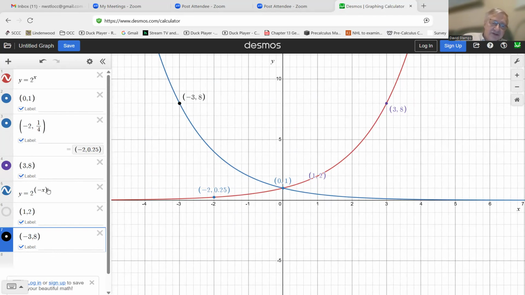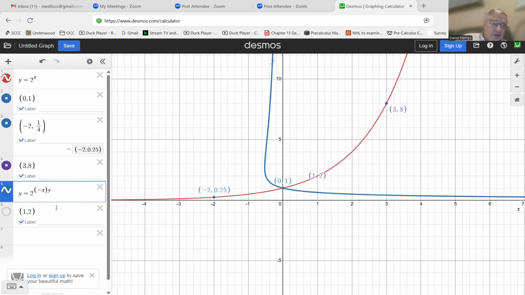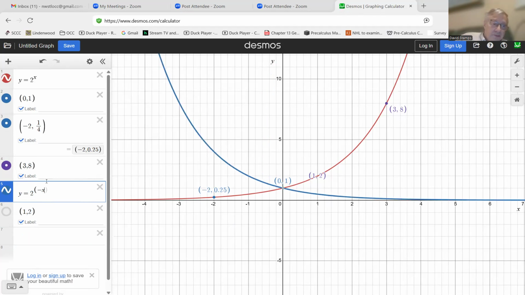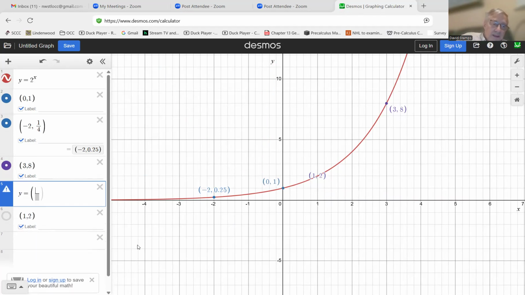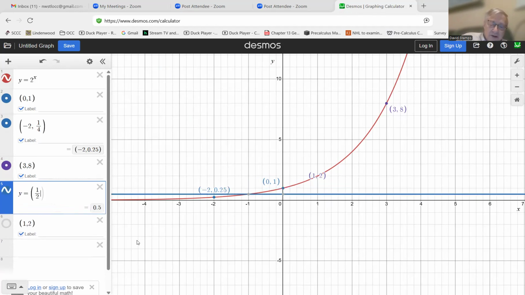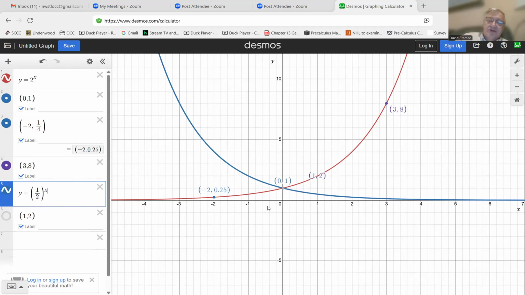By the way, that's exactly the same graph. If I have 2 raised to a negative power, that's the same as 1 divided by 2 to the positive x, or 1/2 to the x. So if I replaced, let's put that graph up here. Whoops, 1/2 raised to the x power. That's the same graph we were looking at a minute ago. So 1/2 to the x power is the same as 2 to the negative x power, does the same thing, flips around here.